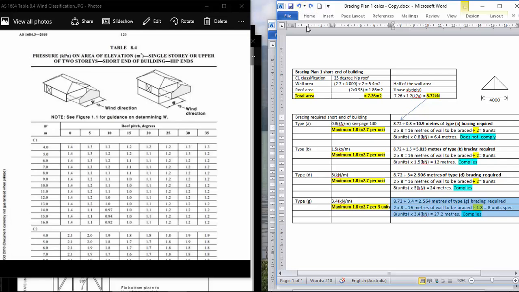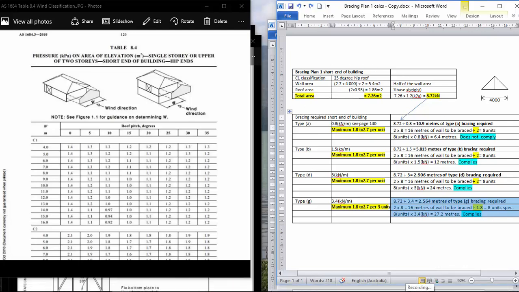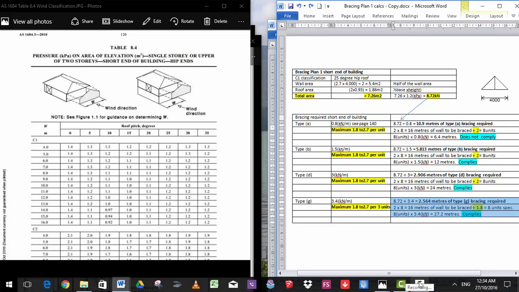This is a basic outline on how to use 1684.3 for determining the bracing requirements in cyclonic areas. We have an exercise that accompanies this, so hopefully you can just follow the format and everything will be good.